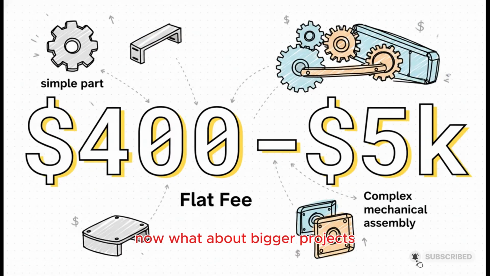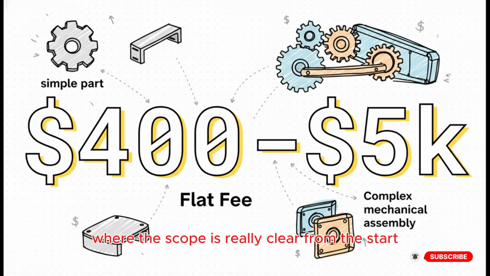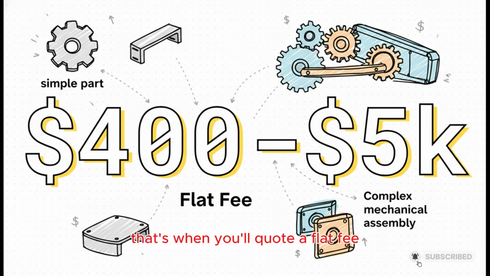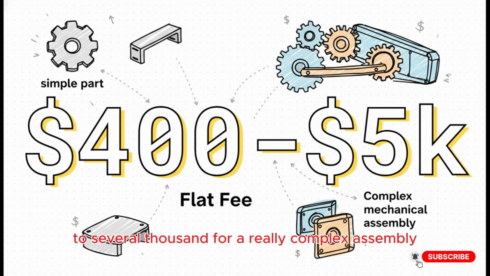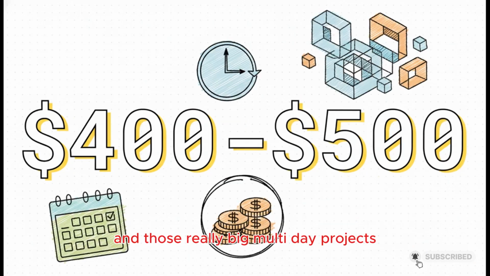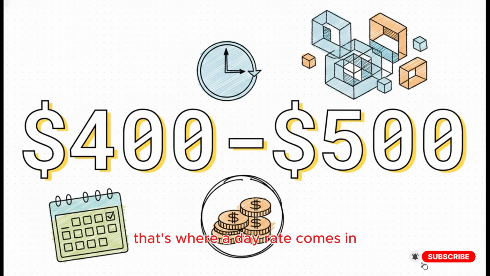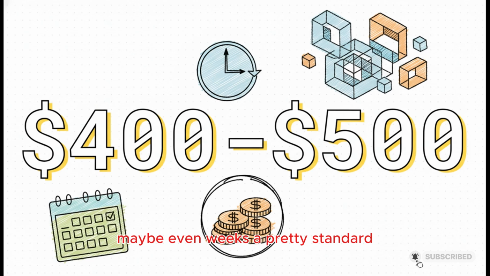Okay, now what about bigger projects where the scope is really clear from the start? That's when you'll quote a flat fee. It gives the client peace of mind. They know exactly what it's going to cost. And this can be anything from a few $100 for a simple part to several thousand for a really complex assembly. And those really big multi-day projects, that's where a day rate comes in. It's super common for complex work that might take several days, maybe even weeks. A pretty standard day rate in the industry is going to be right around that $400 to $500 mark.